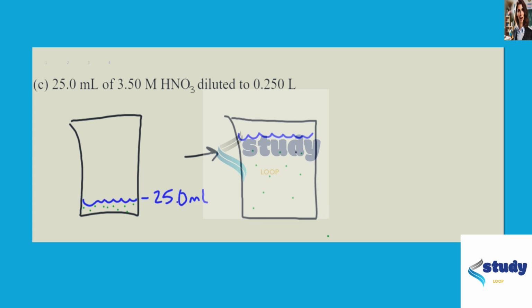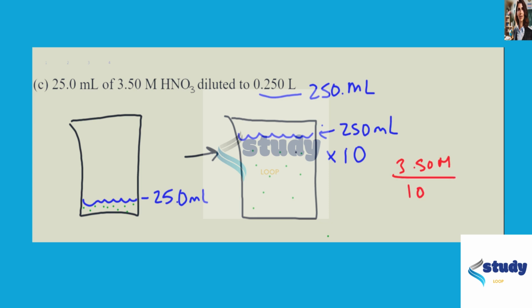So what does this do? By the way, 250 liters, I should clarify, is the same thing as 250 milliliters. Notice that I've increased the volume by a factor of 10, which means my concentration is going to decrease by a factor of 10. So if my concentration was initially 3.50 molar, when I decrease it by a factor of 10, it ends up as 0.350 molar.